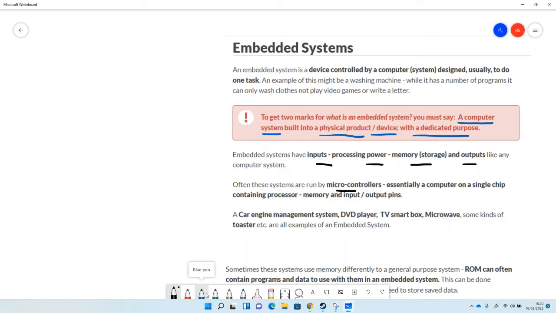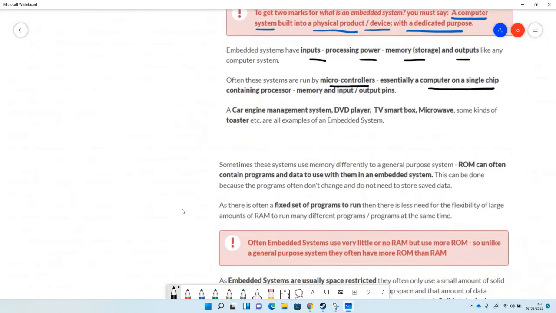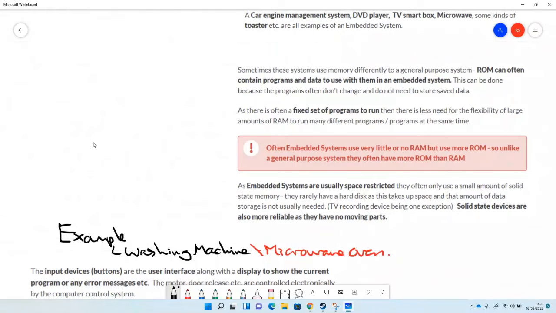Often these are run by microcontrollers. A microcontroller is a computer on a single chip. It contains everything: memory, processor, input and output pins. So these are ideally suited for running an embedded system. Often these systems run differently and they use memory in a different way. ROM, read-only memory, can often contain the programs and the data to use with them in an embedded system.